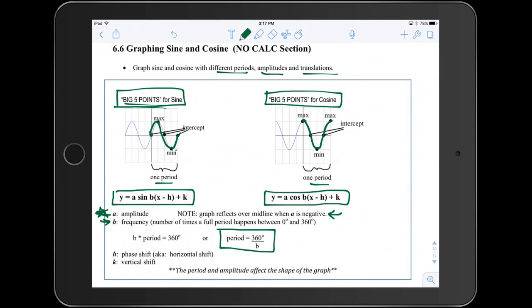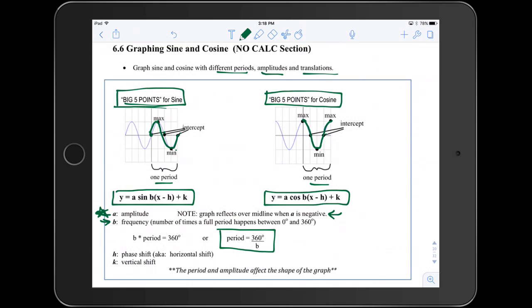H is your phase shift, which is the same thing as a horizontal shift, but with sinusoidals we call it a phase shift. And then K is a vertical shift. If K is a positive value, you shift it up, and if negative, you shift it down. For the phase shift, keep in mind that when it's in the parenthesis, if you have x plus a value, you're actually going negative, so you go to the left, and if it's negative, like x minus 5, you shift to the right 5.